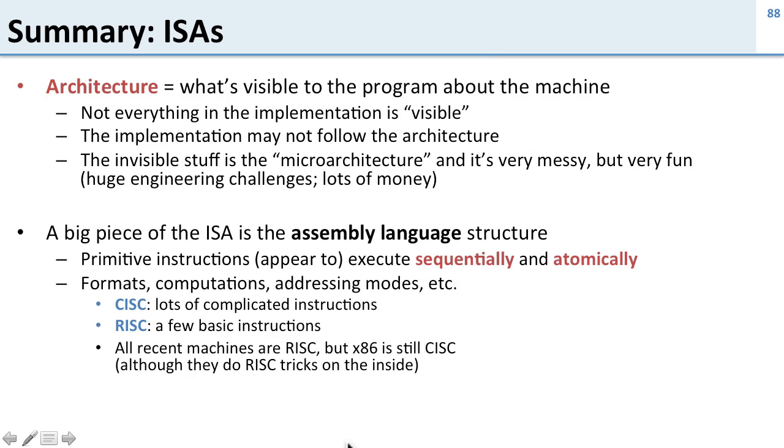And I want to emphasize this point: all recent machines are RISC inside, but x86 is still CISC. And the way they get away with this is they convert their CISC instructions into RISC on the inside.